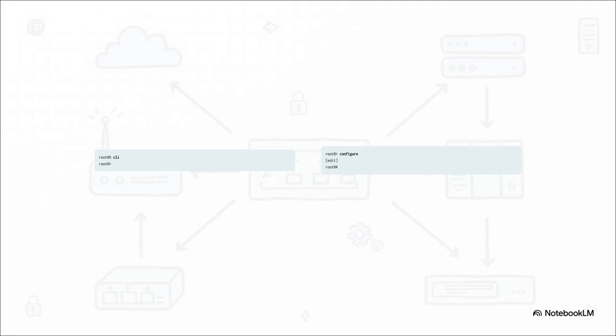Now, what's really interesting about this slide is the physical change in the prompt to tell you exactly where you are. On the left side, when you type cli, you'll notice the prompt ends in a greater than sign. That means you're in operational mode, where you can view device status. But over on the right, when you type configure, that prompt changes to a hash sign. That hash sign is your visual cue that you are now in configuration mode and you actually have the power to make changes.